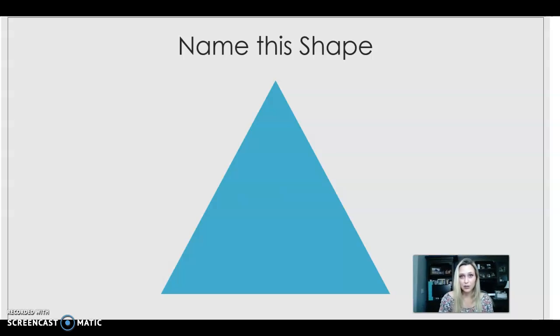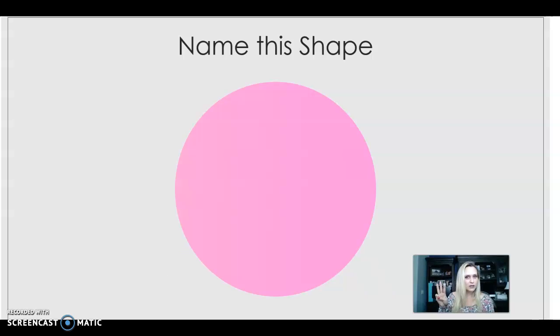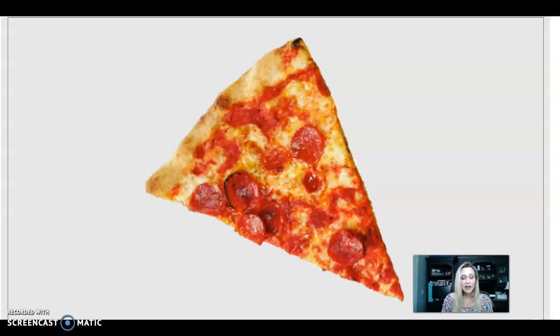Okay, so now we're back to our 3, 2, 1. Good, it is a triangle. It has 3 sides. And this one. Good, class, it is a circle. Okay, so now I'm going to show you guys some real world objects, and we're going to do the same thing with the 3, 2, 1, okay?